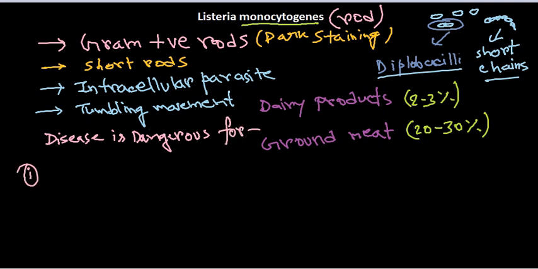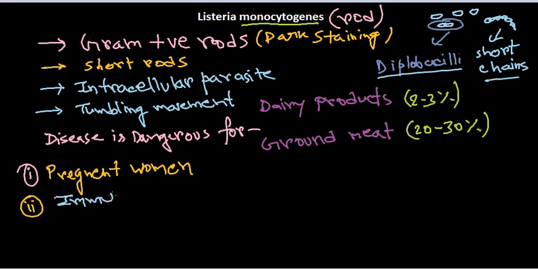It can also be dangerous for immunocompromised people. Otherwise, this Listeria infection can easily be handled by our own immune system. The agent Listeria monocytogenes can be found and can be killed.